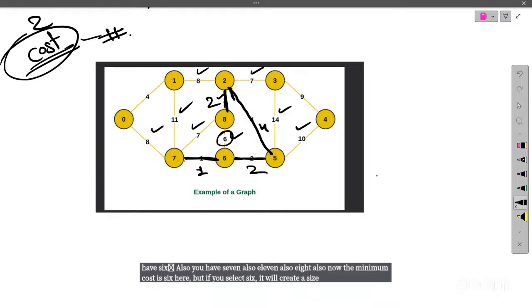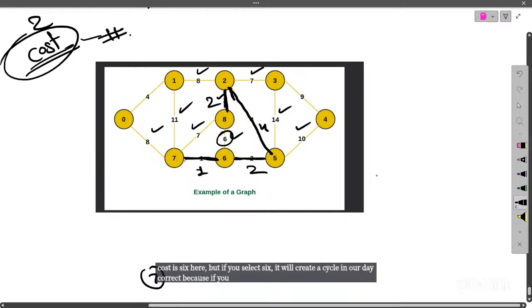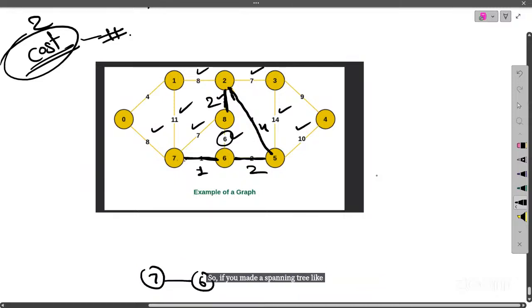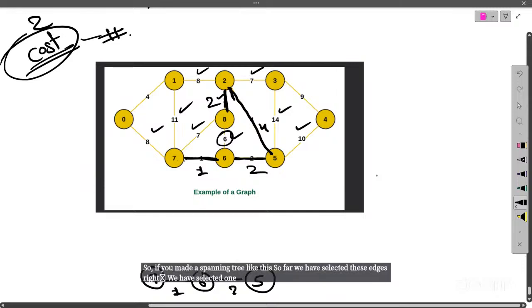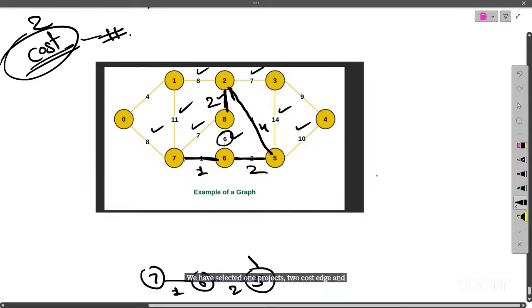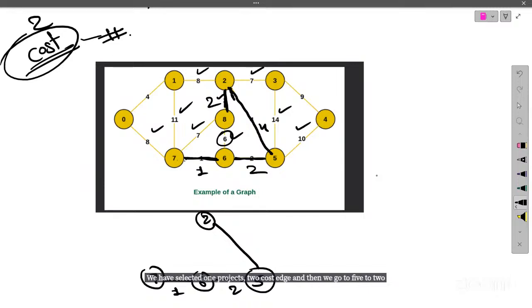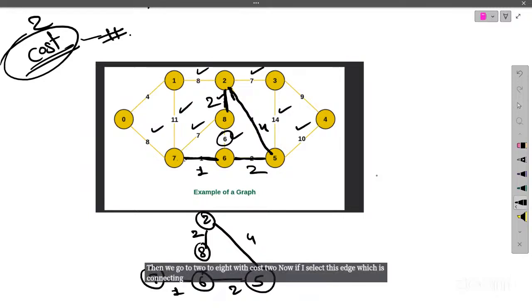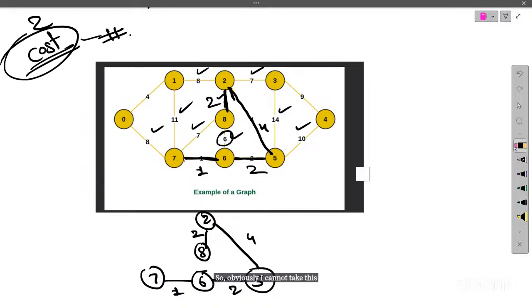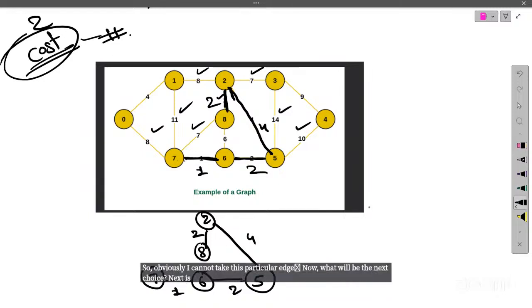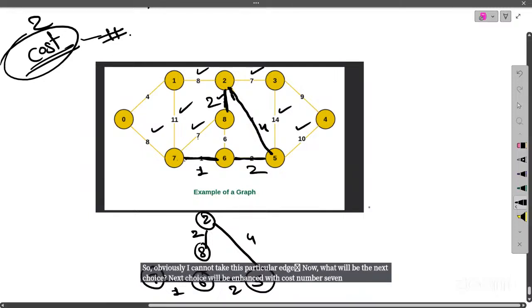in our tree, correct? Because so far we have selected these edges, right? We have selected the cost 1 edge, the cost 2 edge, and then we go from 5 to 2 with cost 4, then we go from 2 to 8 with cost 2. Now if I select this edge which is connecting 8 to 6, then it will create a cycle. So obviously I cannot take this particular edge. Now what will be the next choice? The next choice will be an edge with cost 7. Excuse me, ma'am, 2 and 5 why connected?